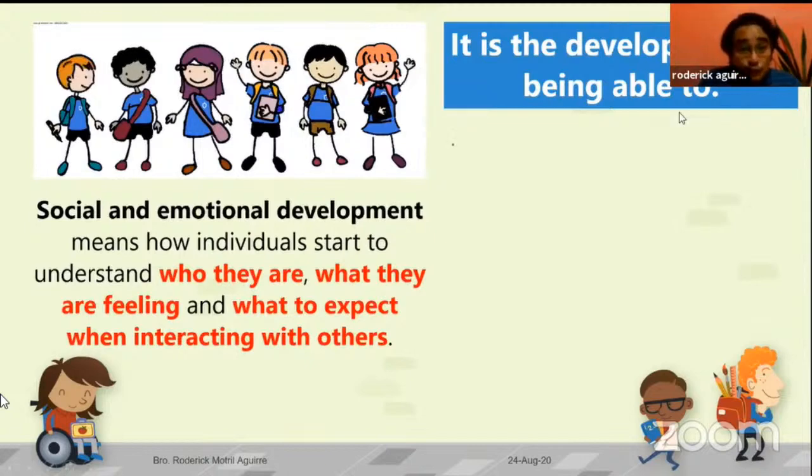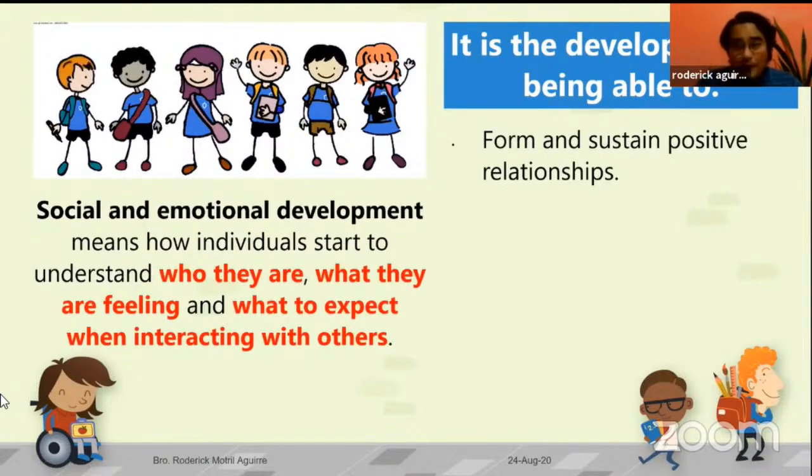It's a development of being able to, one, form and sustain positive relationships. It is very important for our kids, for our students to be able to form core groups of friends, and these are the friends that they can share the experiences with, and they can grow up with. Remember, like in our age right now, as adults, it's fun to meet our friends and talk about what we did, and looking back at what we did, we now feel so foolish for doing those things.